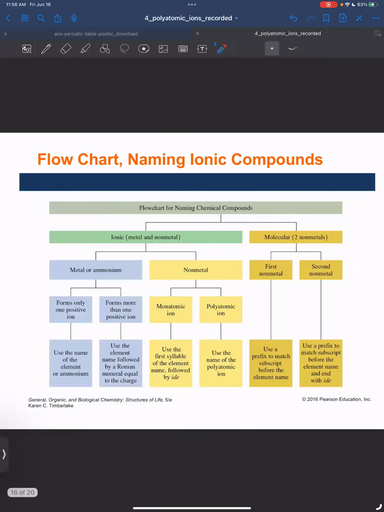Here's a flow chart that I find really helpful when it comes to naming ionic compounds, because there's different types of ionic compounds. So let's walk through this together.